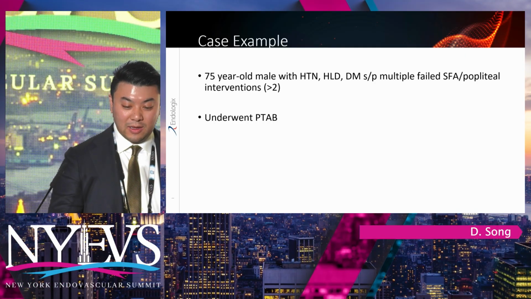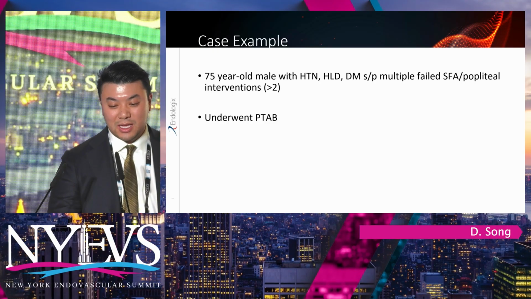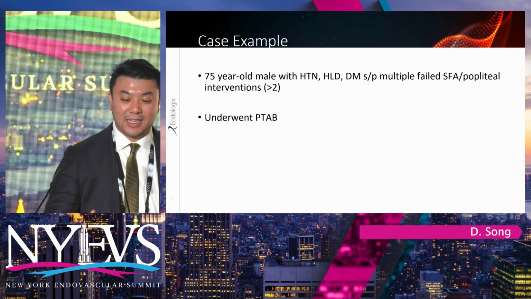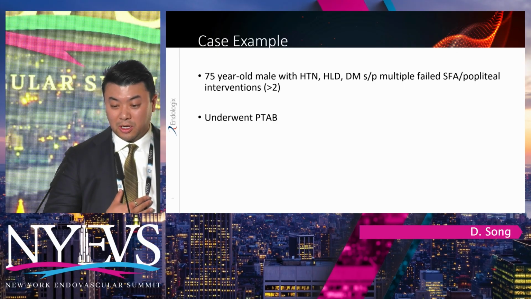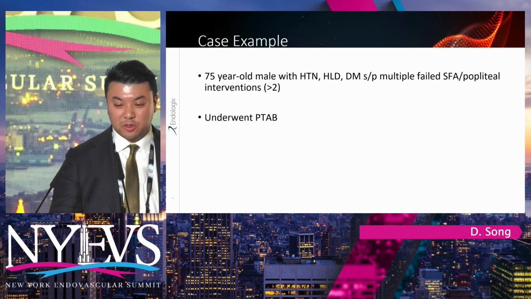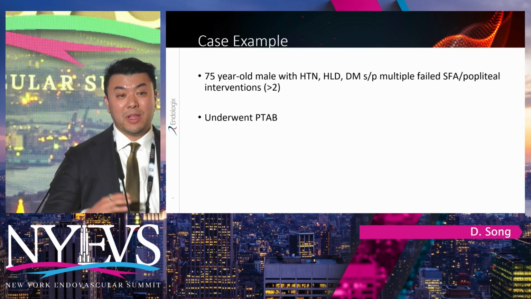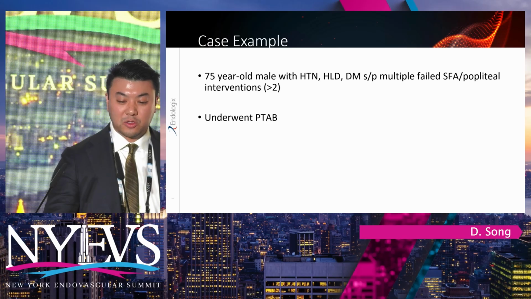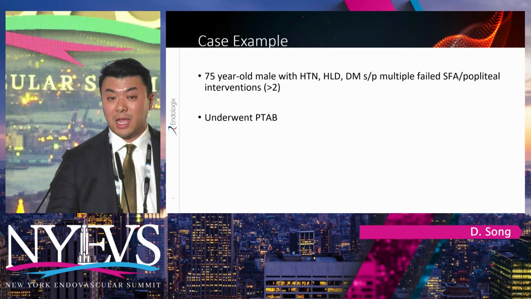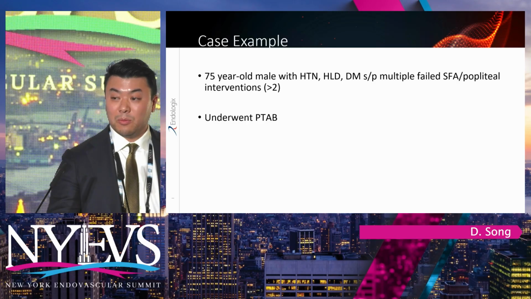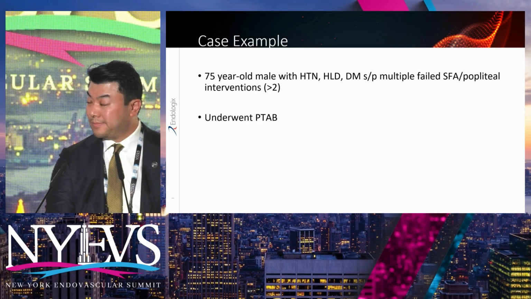And regarding the mentioned availability of PTAB, I think this patient fits into that classic algorithm for us: multiple interventions, 75 years old, multiple comorbidities would be an optimal candidate, depending on his anatomy, to make sure that he would be successful for PTAB. So this would be a patient we would definitely offer PTAB as a viable option for revascularization.